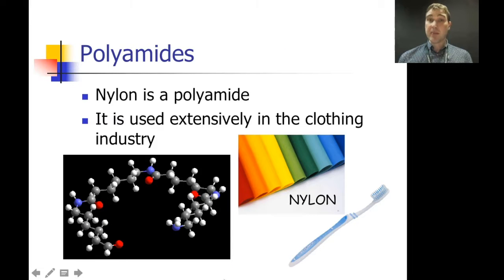So let's talk about polyamides now. So nylon is a very common polyamide. It's used in clothing a lot. The bristles on your toothbrush are nylon. It's used in stockings. So it's used all over the place because it's very stretchy, and it's very strong, it's very resilient, and it's got properties that we like in our clothing, so that's why we use it there.